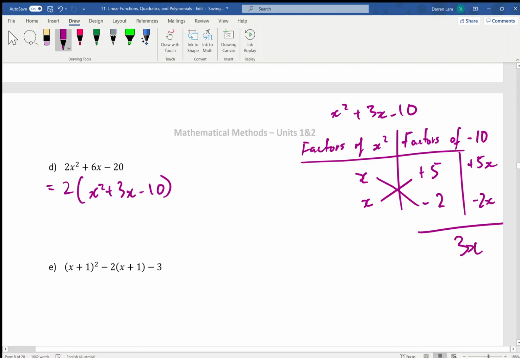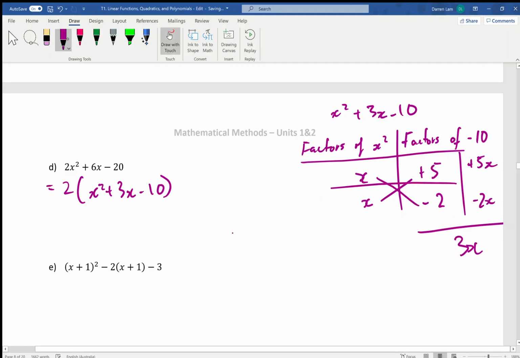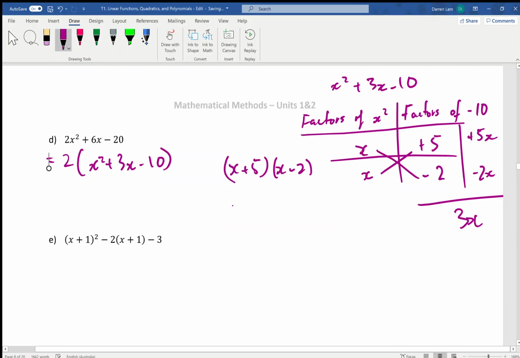I'm going to draw a line in the middle, and I'm going to take these right here. Okay? So I'm going to end up with x plus 5 and x minus 2, and I'm going to put brackets in between them like that. That's cross method. If I expand those two brackets, you would end up with x squared plus 3x minus 10. I'm going to do one more example with this after this, but that's what you would get. However, in the question, remember there's a 2 at the front, so all you have to do is add a 2 at the front and you're done.